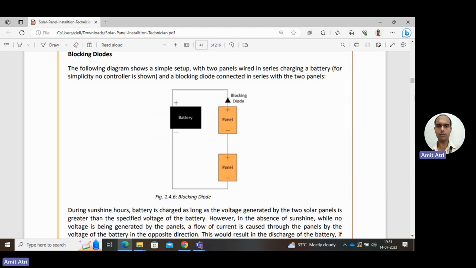Now if the current flows from the positive terminal of the battery to the positive terminal of the panel, in that case the diode will be reverse biased, because the N side, the negative side of the diode, is connected with the positive side of the battery. So the conduction will only be in one direction, from panel to the battery. This is the use of the blocking diode: it blocks the reverse flow of current from the battery to the panel.